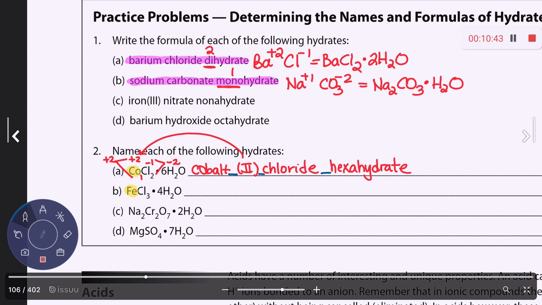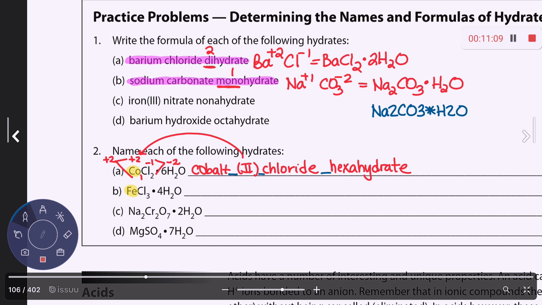Yeah. How would we put the dot? I think on Canvas, I tell you to put a star. So it's like all in a row. So this would be something like Na2CO3*H2O. Okay. All right. So let's do B and then we're done with these hydrates.